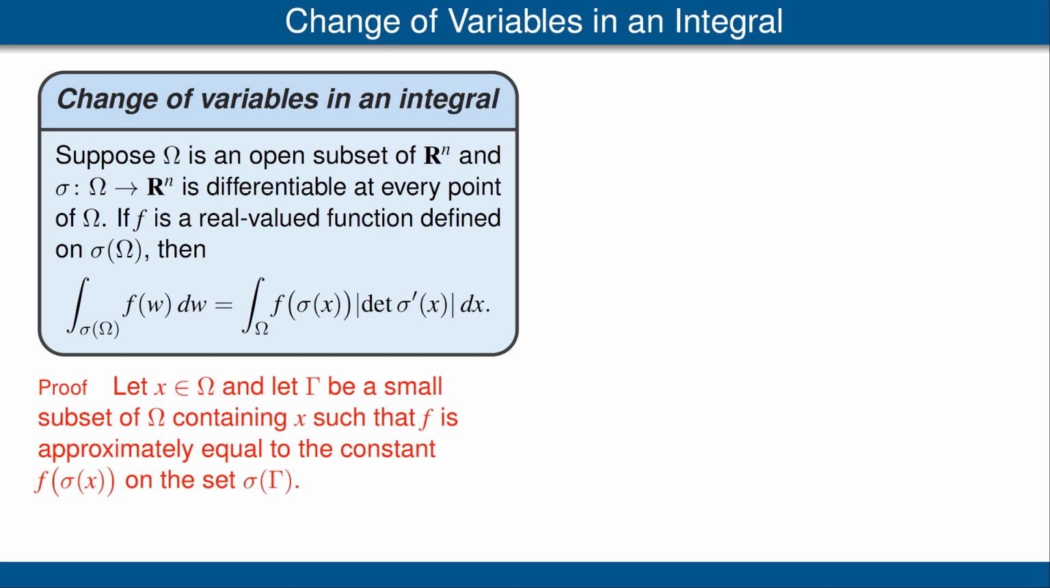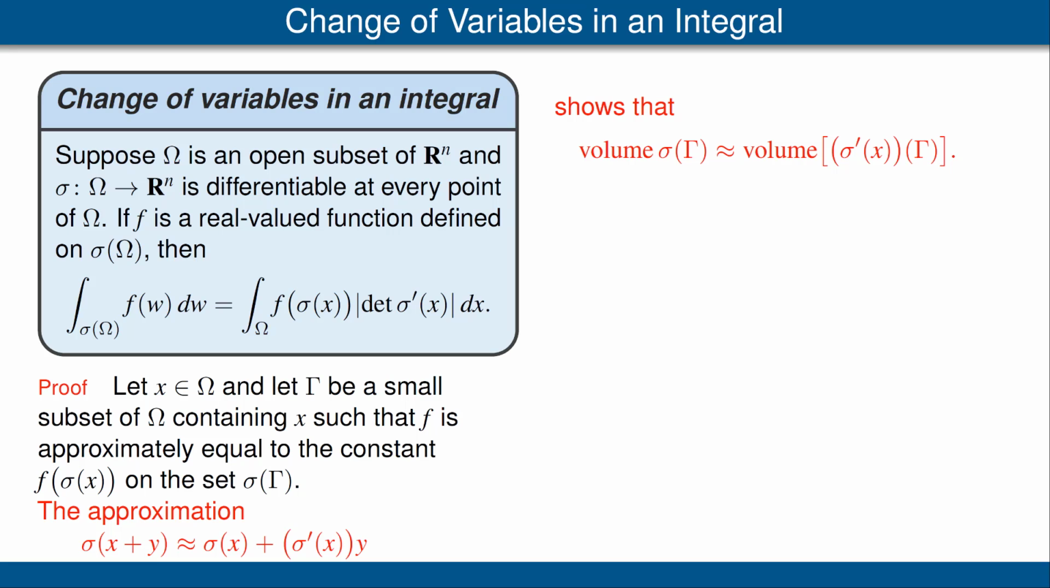Let's look at the proof of this result. Again, we're more interested in understanding why it's true than completely justifying each step. So fix a point x in omega and let capital gamma be a small subset of omega that contains x, such that f is approximately constant on the set sigma of gamma. So f will be approximately f of sigma of x on this set.